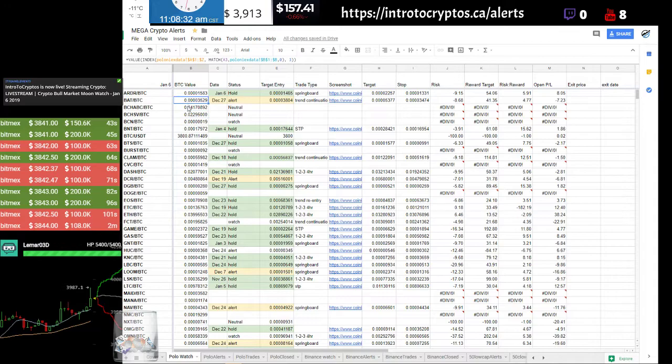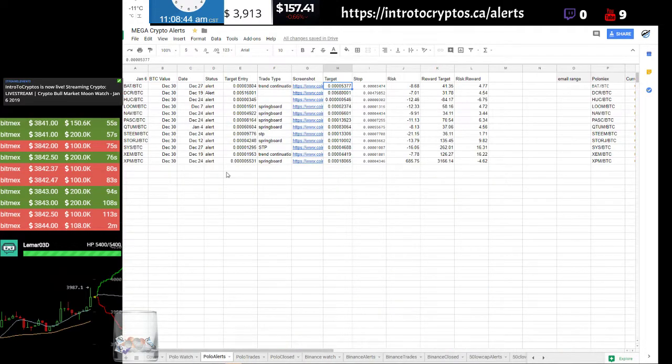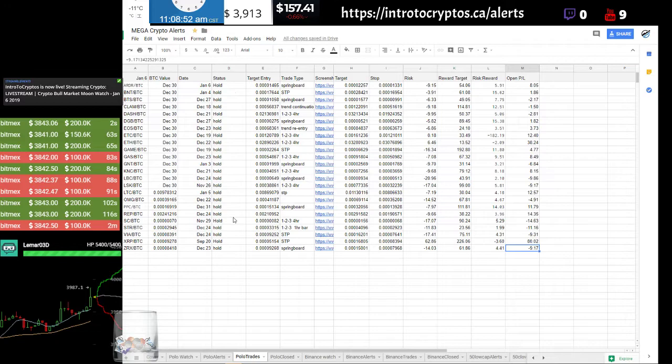So I created a whole new level 2 spreadsheet that imports all of the live data from the markets. It goes through which ones are a hold, which ones are an alert, which ones are just watching, and which ones are neutral. I started filtering them down so that we could get right to just the ones that were an alert and skip everything else, or right to the ones that were actually a hold. And then we could go through their open profit and losses to see which ones are most profitable.